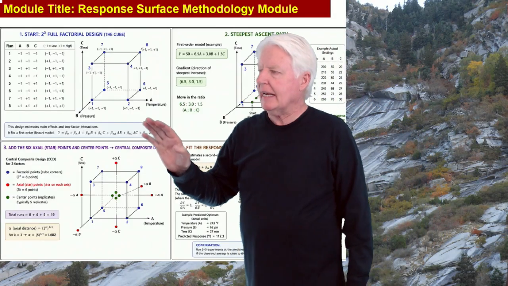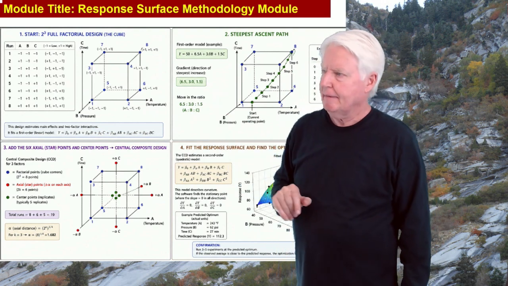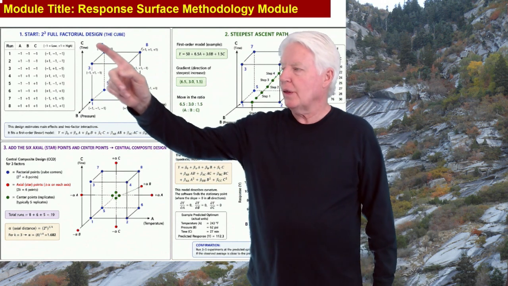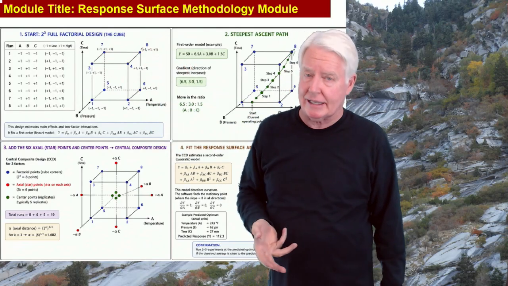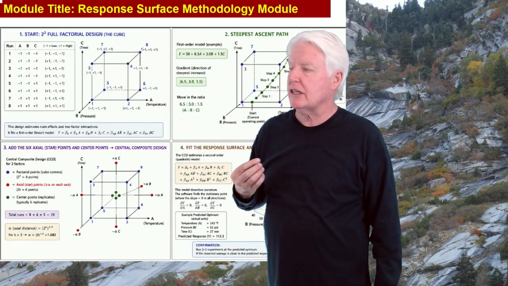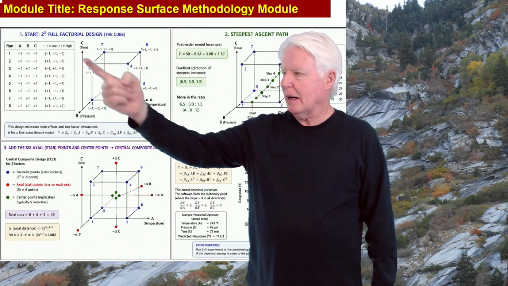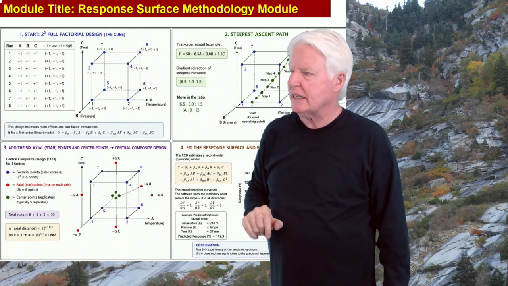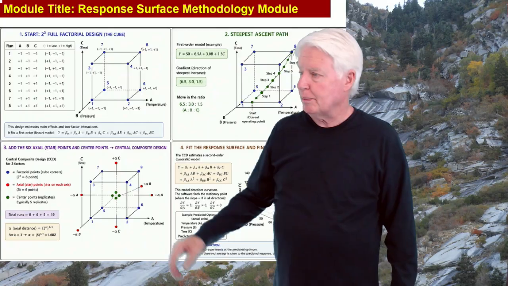Now, this slide here, I'm just going to review the whole procedure again. Step 1, start with a full factorial design. Remember, you can also have a screening design. You can also have a fractional factorial design. You just need your first order equation to come out of this. I did 2 by 3 because it's a cube. It's easy to talk about. It's easy to visualize the informational envelope.